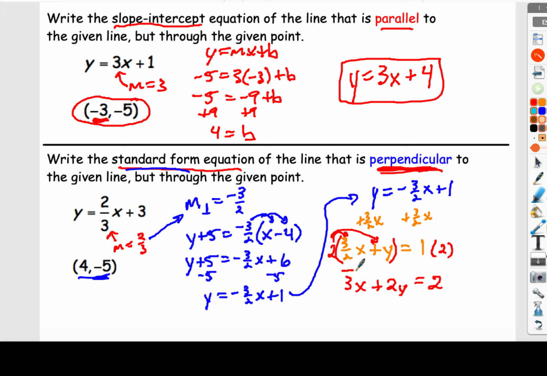We've got our standard form, right? Ax plus By equals a constant. Notice they've got coefficients, but those coefficients are not fractions or decimals. So we got our standard form equation right there.